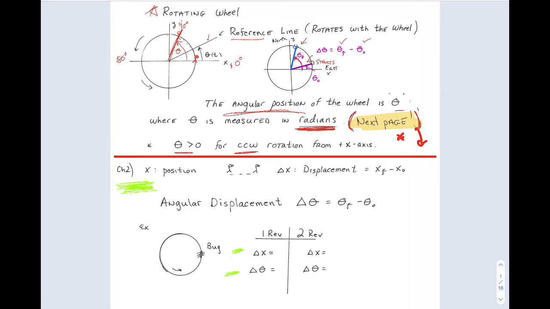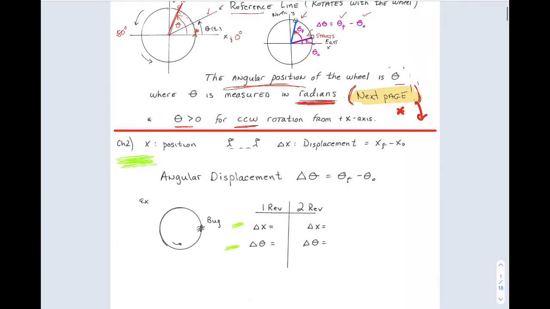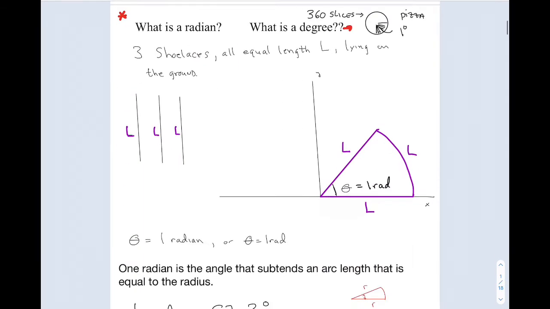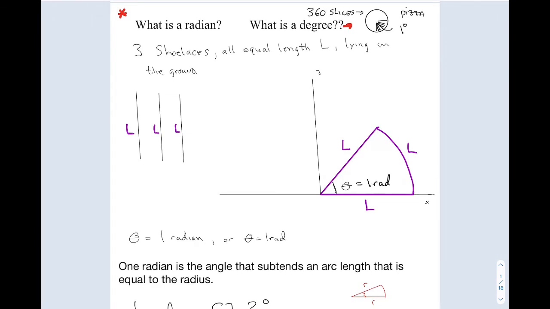Now the angular position is measured in radians. So we have to figure out or recall what a radian is. I'm going to skip down and come back to this. You may have only done radians in trig class. Since we're going to be using them between now and the end of the semester, I want to make sure we understand what a radian is.